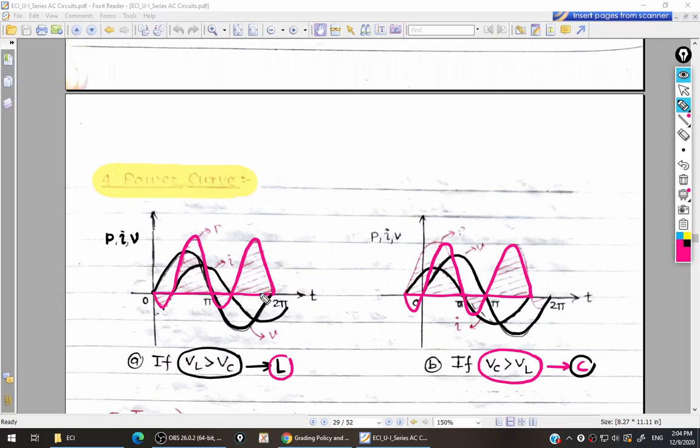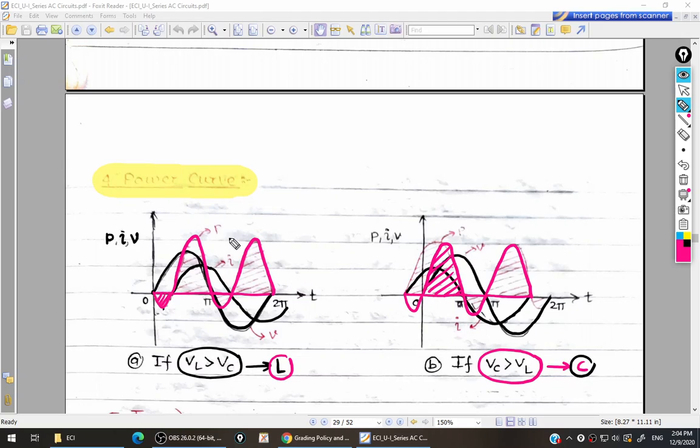than VL. If you compare both power curves, what you observe here is that your starting power is negative, and here your starting power is positive. When the cycle is starting, initially power is positive here, and here when the cycle is starting, initially power is negative. This is because in the first case the circuit is inductive, in the second case the circuit is capacitive.